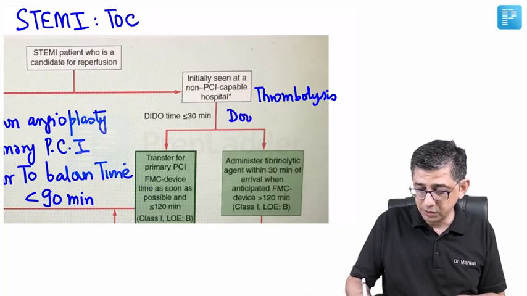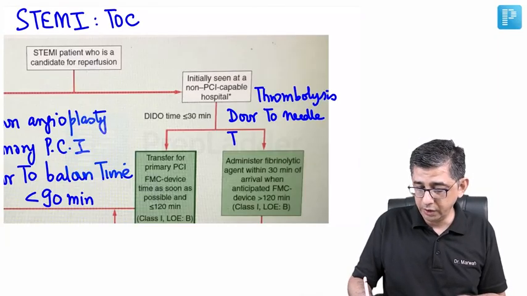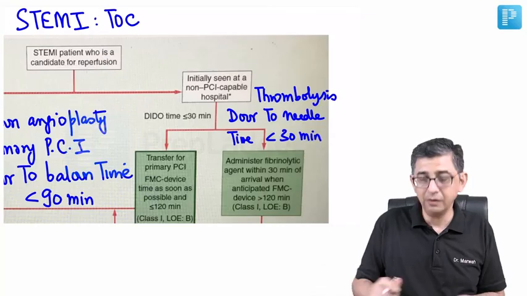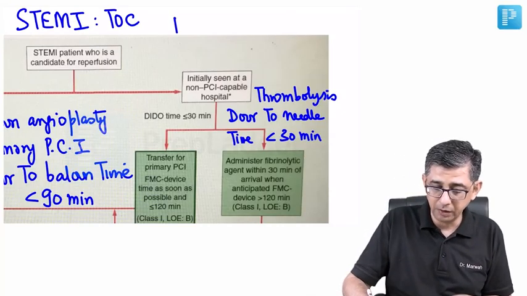So he will use this term door to needle time. The patient comes in and you need to start an intervention. So the door to needle time should be kept preferably under 30 minutes. And this would mean that obviously you would be giving standard drugs that you study.